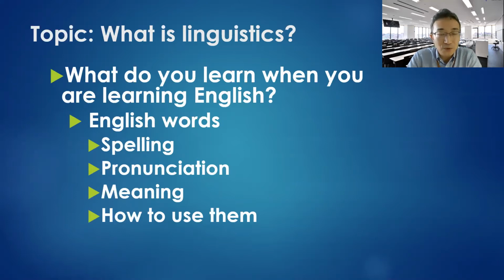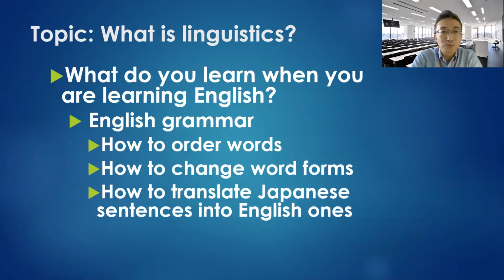Of course, the story doesn't end here. You have to be able to use them when you're going to express what you mean, express your ideas. Okay? So you have to be able to use them. You have to be able to write grammatical sentences using these words. So when you say you are learning English words, you are learning these four things. Of course, there are some other things you have to learn when you are learning English.